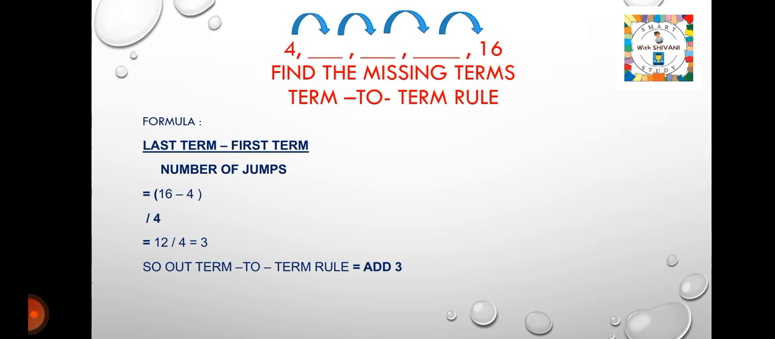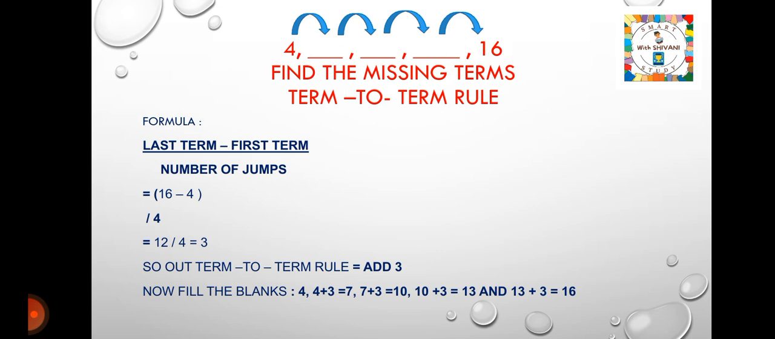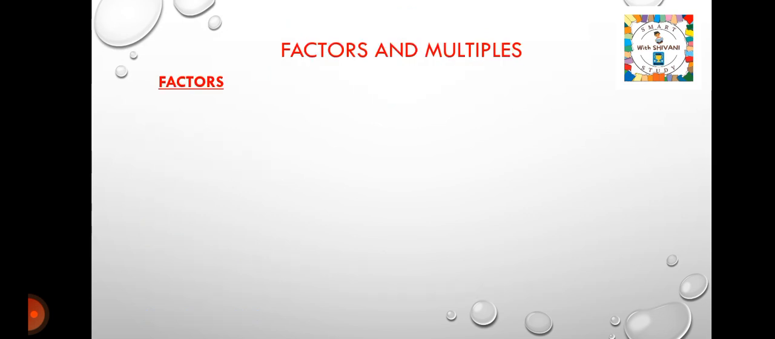Now as we know the term to term rule, we will add 3 to the previous or the preceding number. So 4 plus 3 is 7, 7 plus 3 is 10, 10 plus 3 is 13. So our final answer for the missing sequence is 4, 7, 10, 13 and 16. Hope I am not going too fast and you are understanding it clearly.